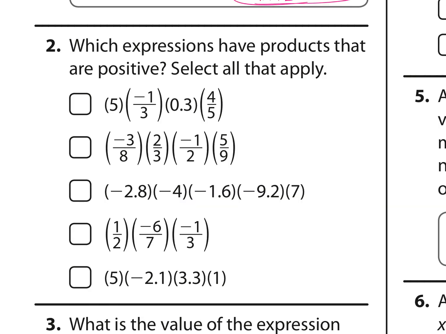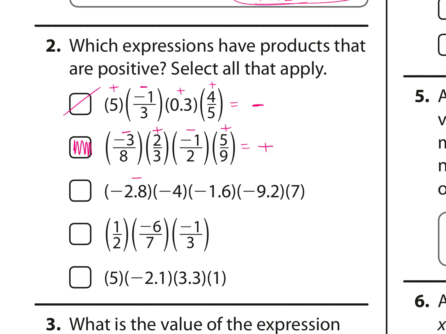Number 2, which expressions have products that are positive? Select all that apply. So I'm just going to go through here and think. I've got a positive times a negative, which is a negative, times a positive, which is still a negative, times a positive, which is still a negative. So I've got a negative value, so that one doesn't work. Then I have a negative times a positive, which is a negative, times a negative, which is a positive, times a positive, so it stays a positive.